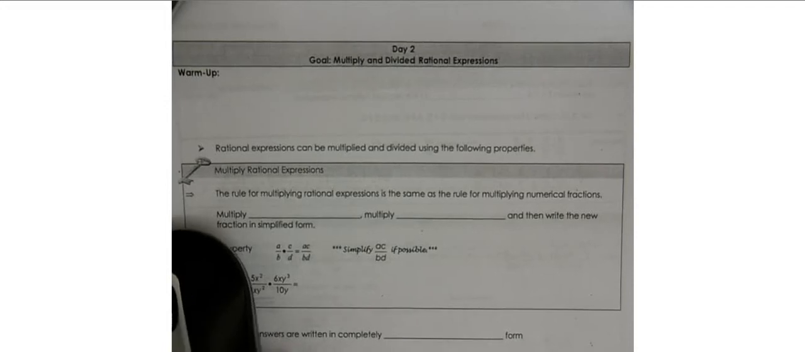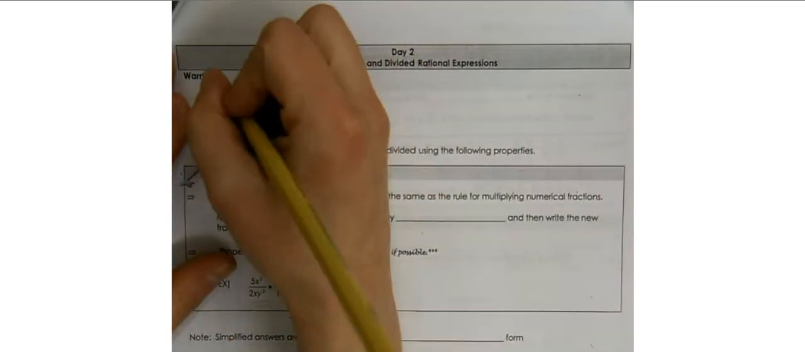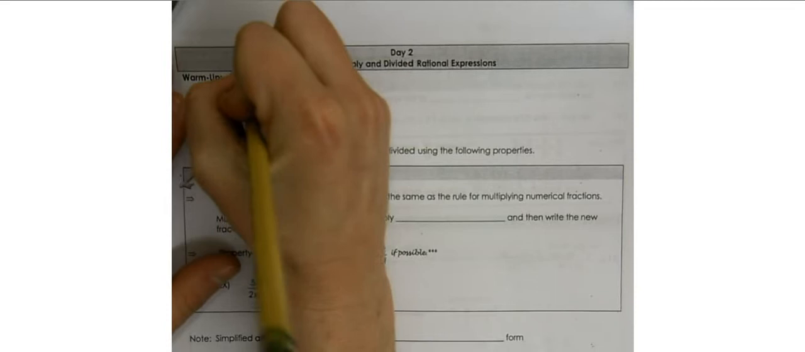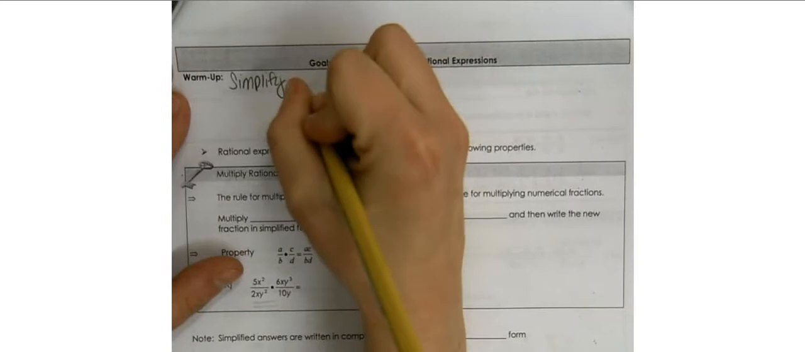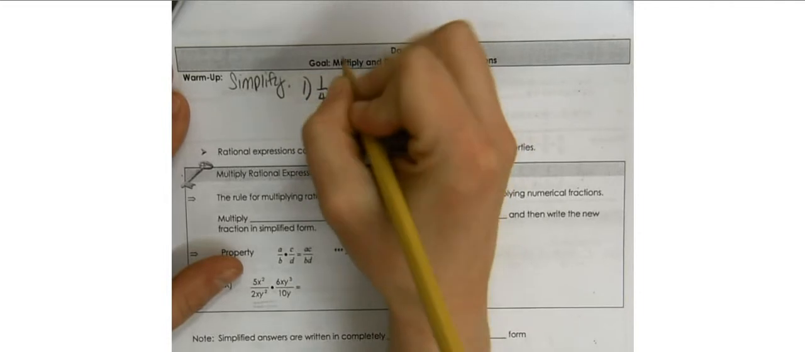Hi everyone, today we are going to learn how to multiply and divide rational expressions. But before we do that, I would like you guys to practice multiplying and dividing regular fractions, just to refresh your brain on how to do that process. So please simplify the following expressions. The first one is 1/4 times 8/11, and the second one is 2/3 divided by 8/15.